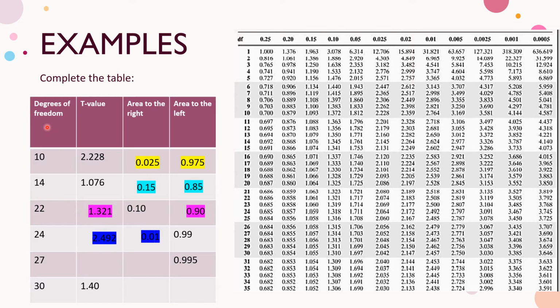Next, 27 degrees of freedom, and the area to the left is 0.995. So the same step, we need to find the area to the right, which gives us 0.005. And then, since we are given the area to the right and the degrees of freedom, we can now find the t value. So at 0.005 area, we get 27 degrees of freedom.